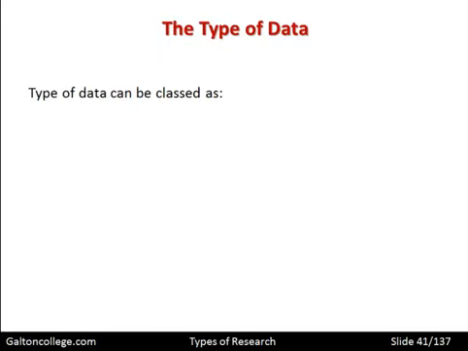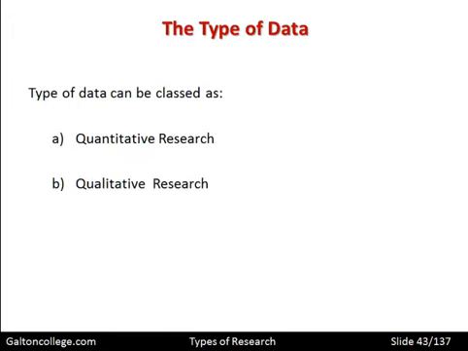Now, the types of data can be classed as quantitative research or qualitative research. So we have a dichotomy here. We have a split between quantitative and qualitative. Quantitative, as the name suggests, deals with numbers, deals with measurable quantities, measurable outcomes. Qualitative research deals with opinions and attitudes. It's also very important.